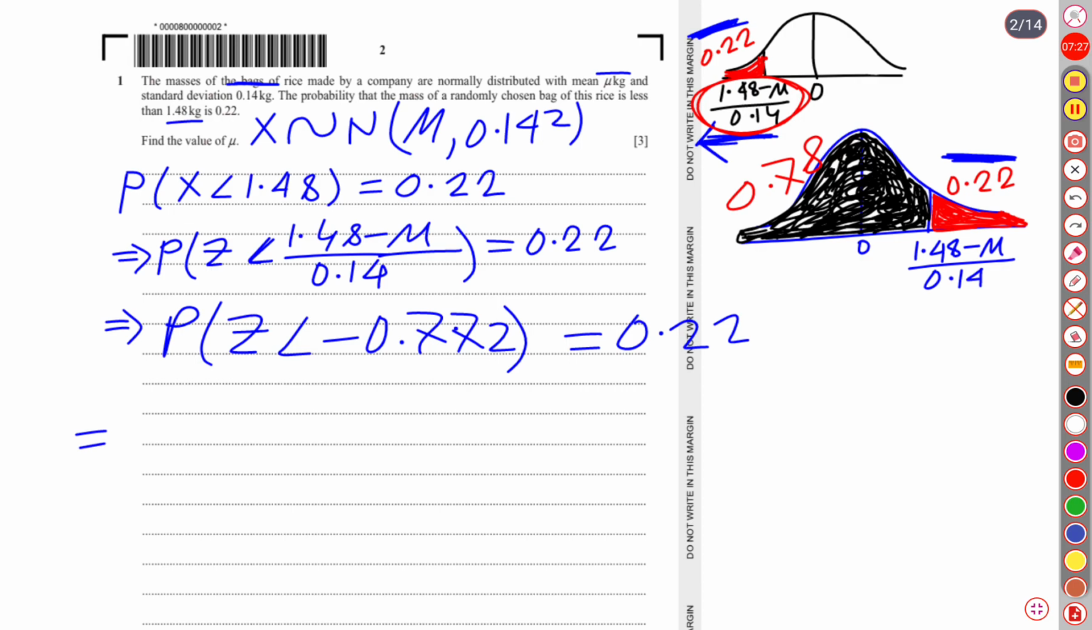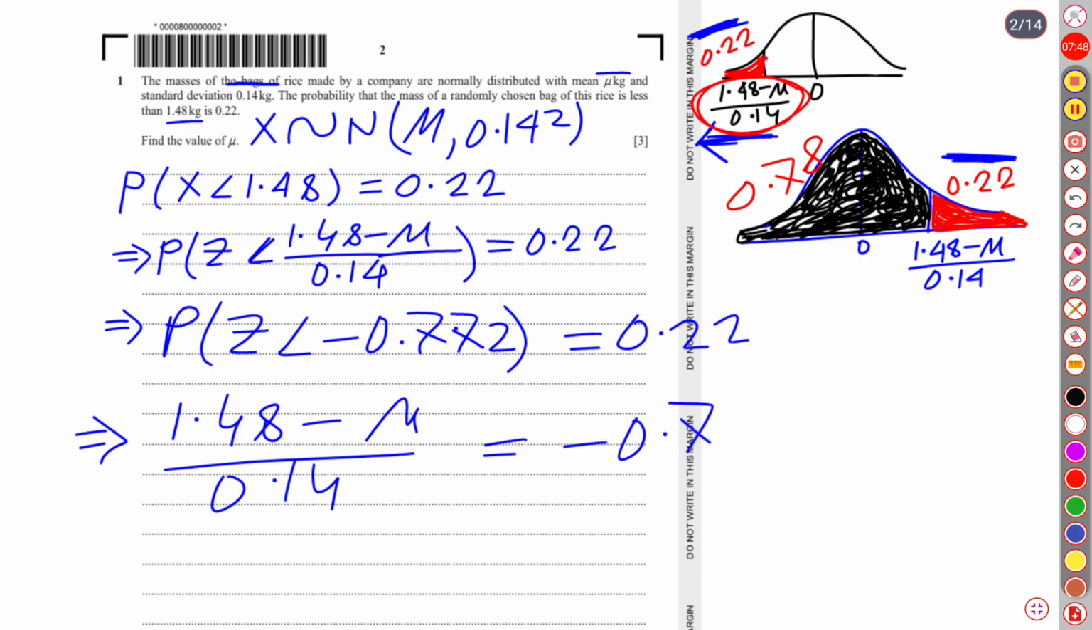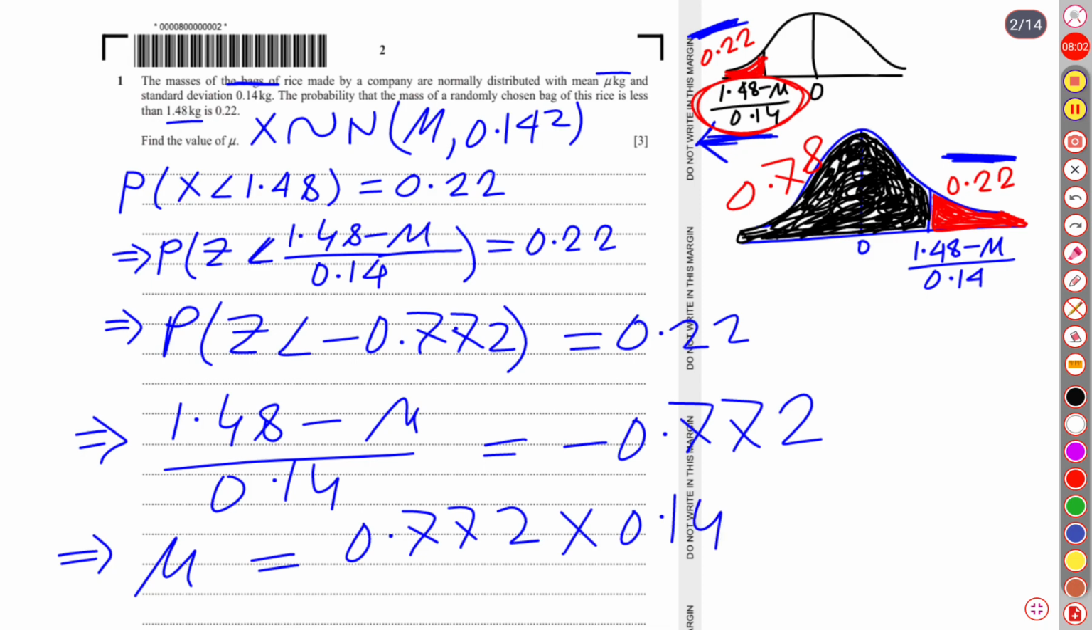Well, now if we compare the coefficient, that means 1.48, the z score must be equal to minus mu over 0.14, which is equal to definitely this z score. Both of them are z score, so they are supposed to be equal, minus 0.772. Well, then we require our mu. If we isolate mu, it is going to be 0.772 into 0.14, and if we transpose 1.48 to the other side, it is going to be 1.48 to be added.